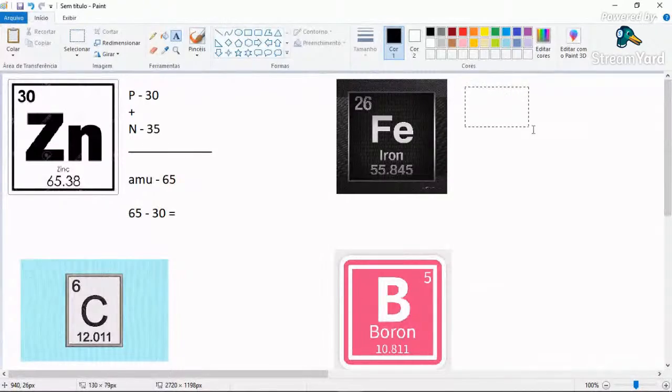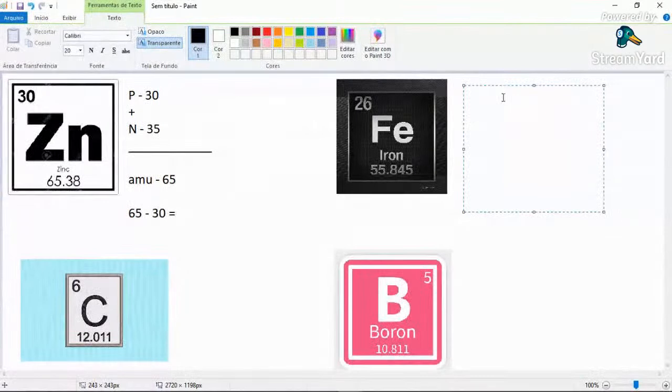It's not very difficult. So here I have the protons is 26. The AMU is 55.845. So what do I do, guys? Do I stay at 55 or do I go to 56? Well, there's an 8 right there. So I think I need to round up to 56.